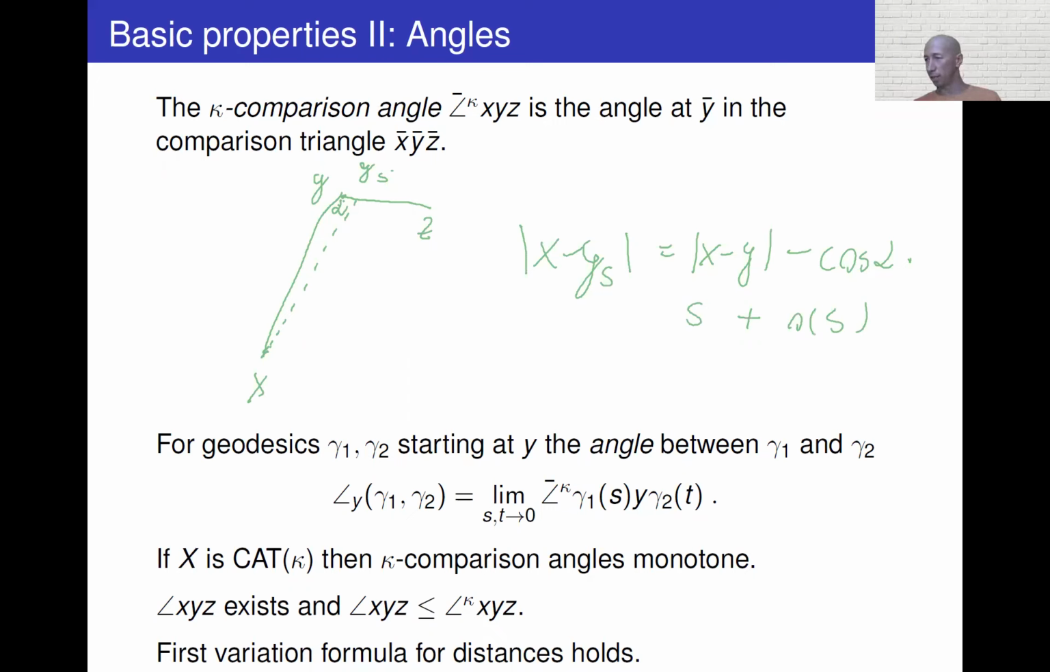This makes the angles important. In particular, it tells you that if you have a right angle, or if the angle is at least pi over 2, then going in such a direction, you increase the distance. This is related to the third, what they have called basic property, which maybe I should have called first. This is the most important property of CAT(0) spaces. This is convexity.